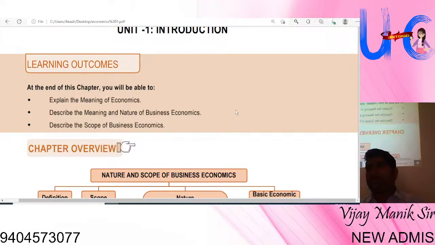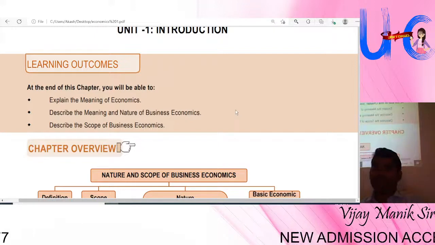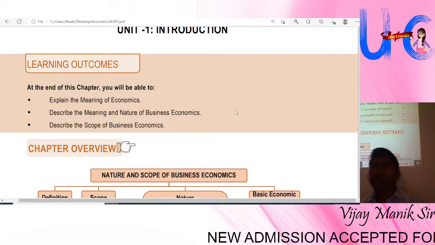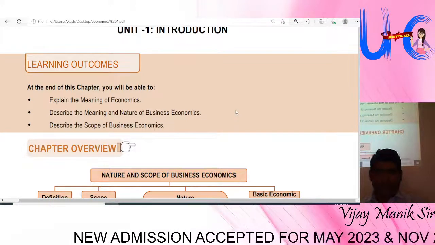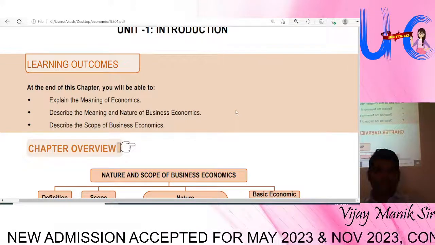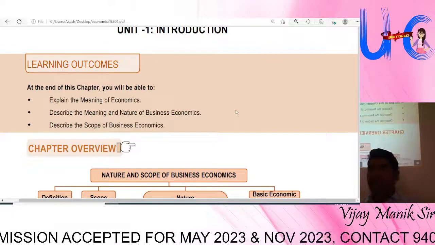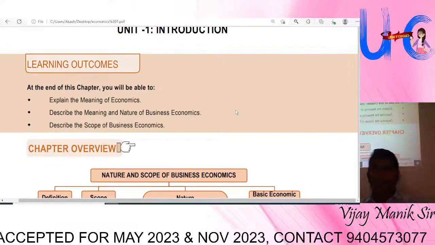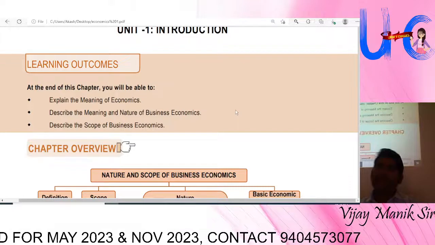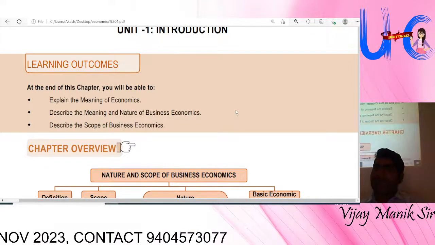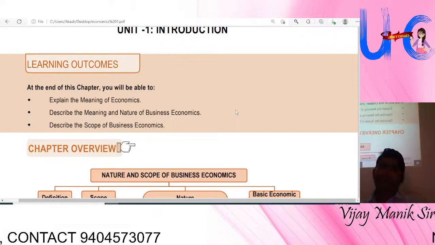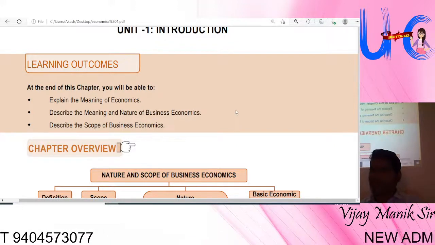If we take the definition of traditional economics, then we must remember the father of economics, that is Adam Smith. Okay, but we have to study business economics. That's why we must know what is macroeconomics, what is microeconomics, because the principles of macroeconomics as well as microeconomics have been taken in this particular subject, that is business economics.